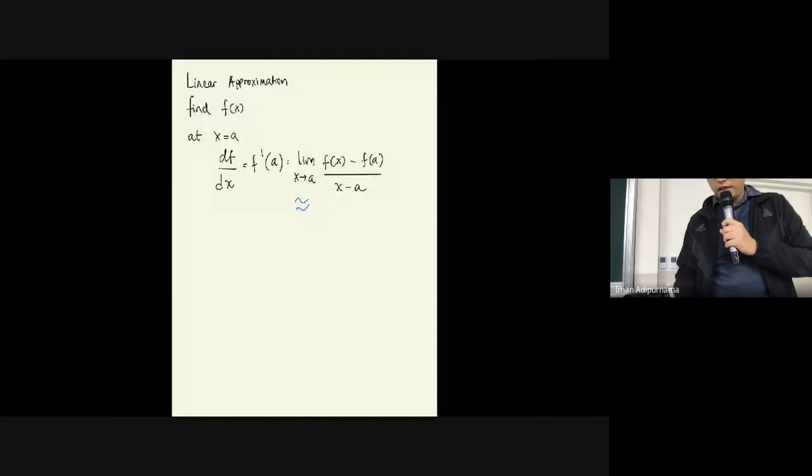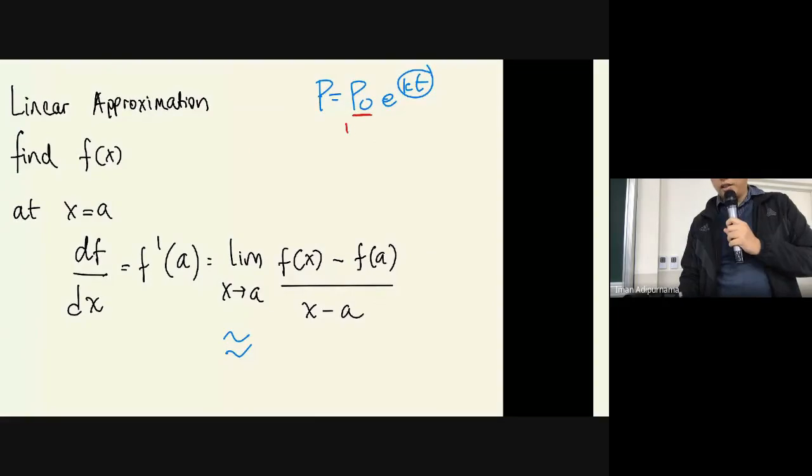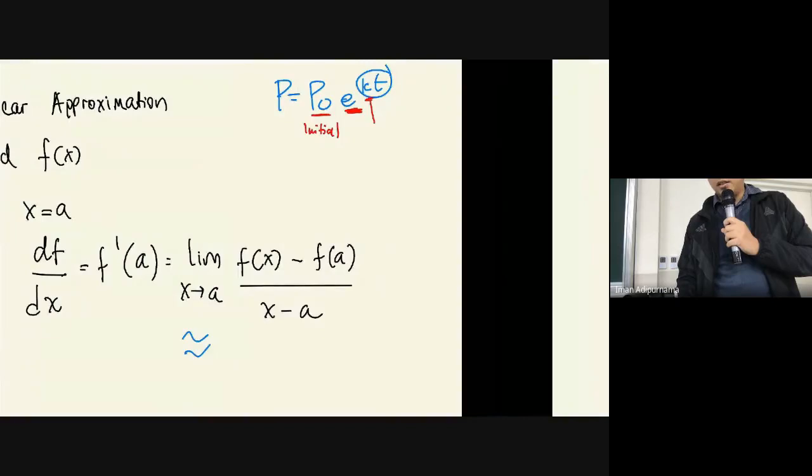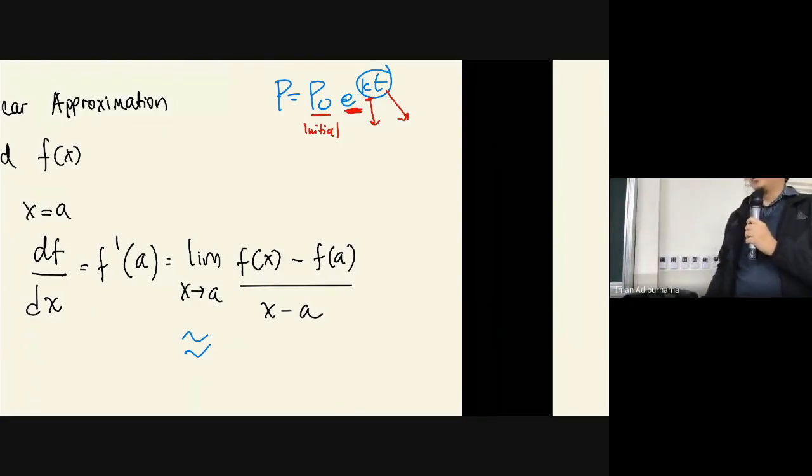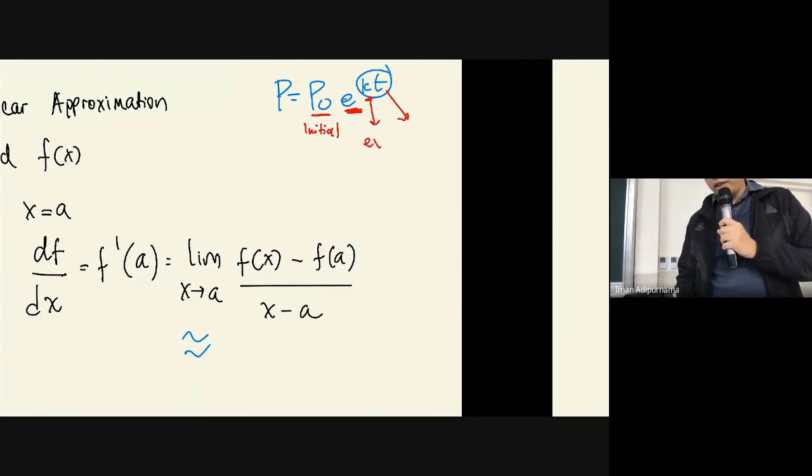The exponential growth and decay is like P0 and e, and you have some kt. The idea is this P0 is just the initial, this is your base. In nature, it's always e, Euler's number. k is a constant, the growth rate constant. t can be hours, seconds, depending on the size. Okay, so exponential growth and decay.